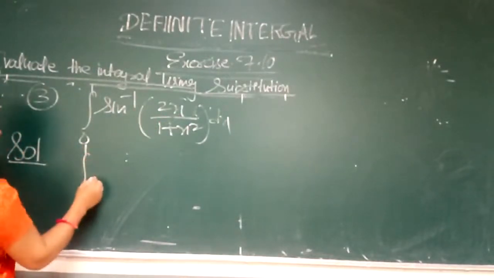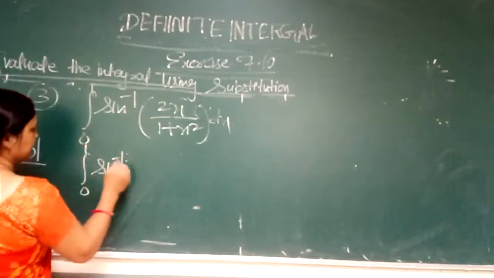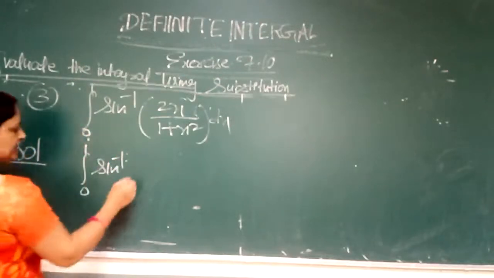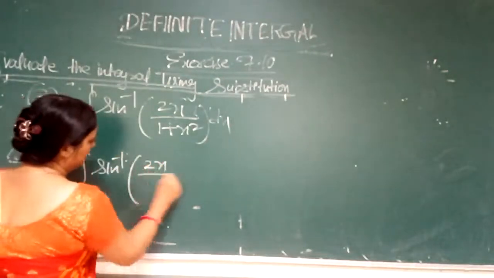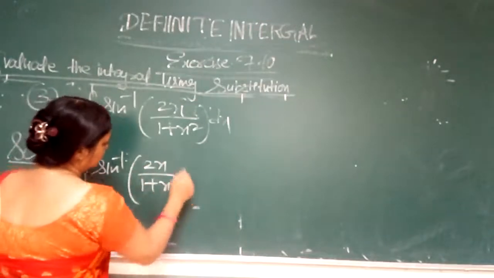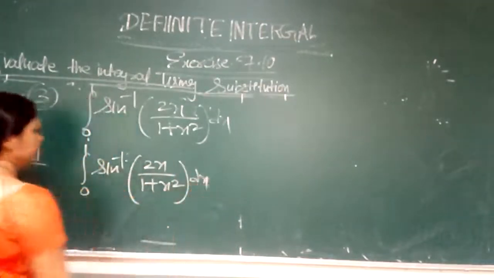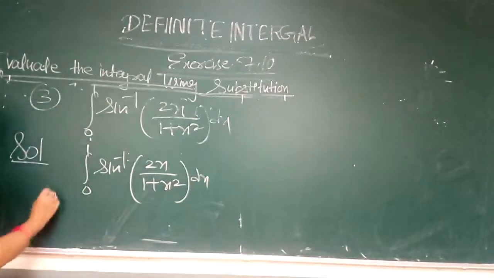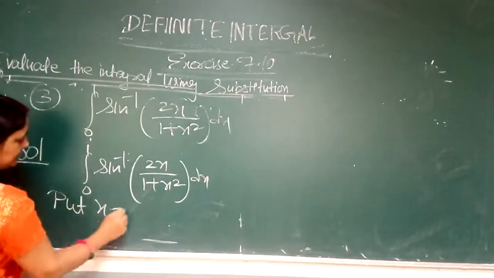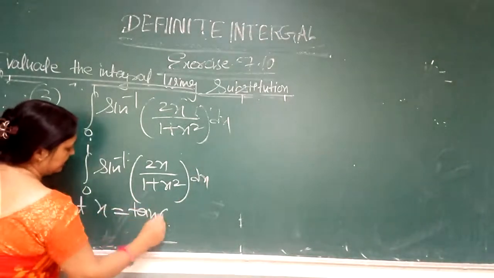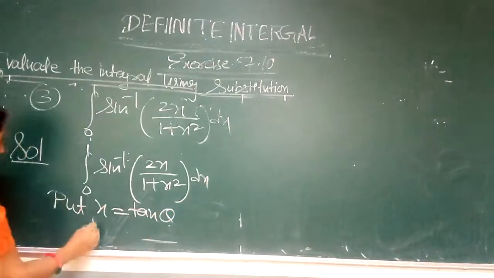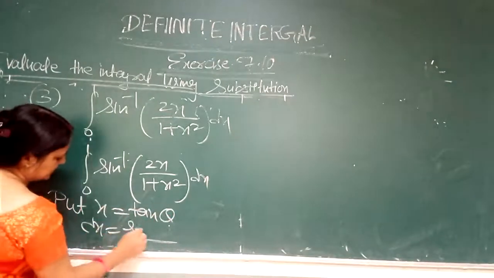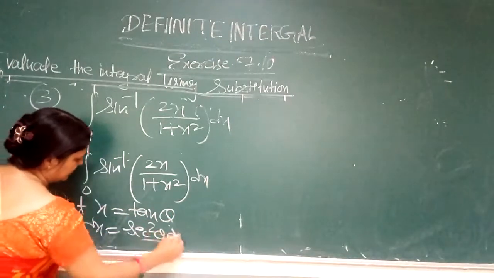0 to 1 sine inverse 2x upon 1 plus x square into dx. So what will come here? Put x is equal to tan theta. So what is the value of dx? Dx is sec square theta d theta.